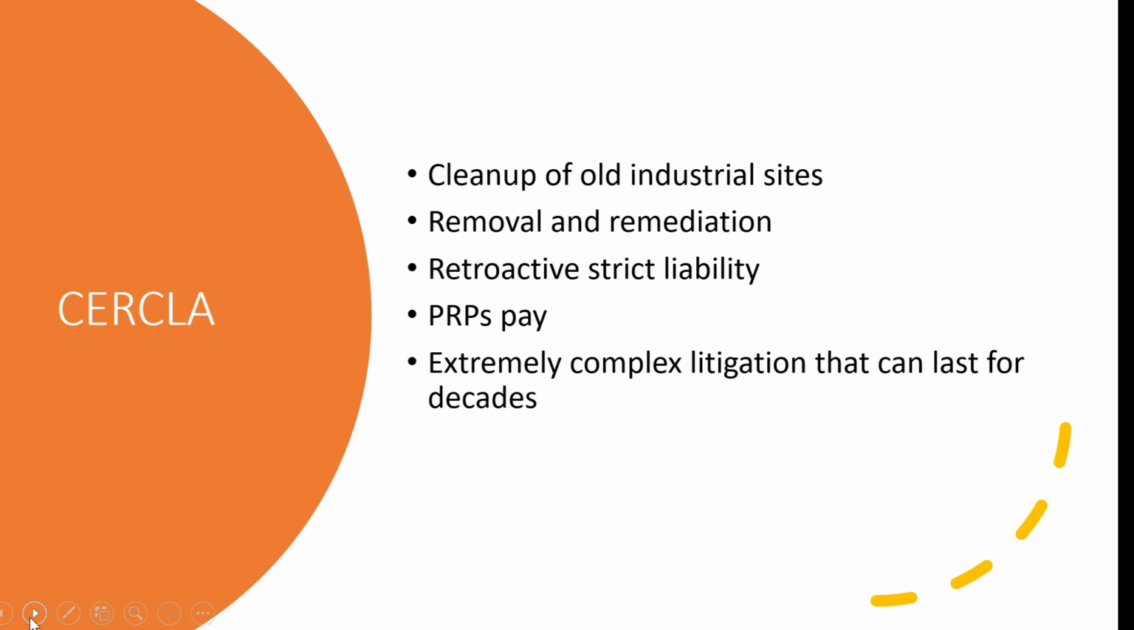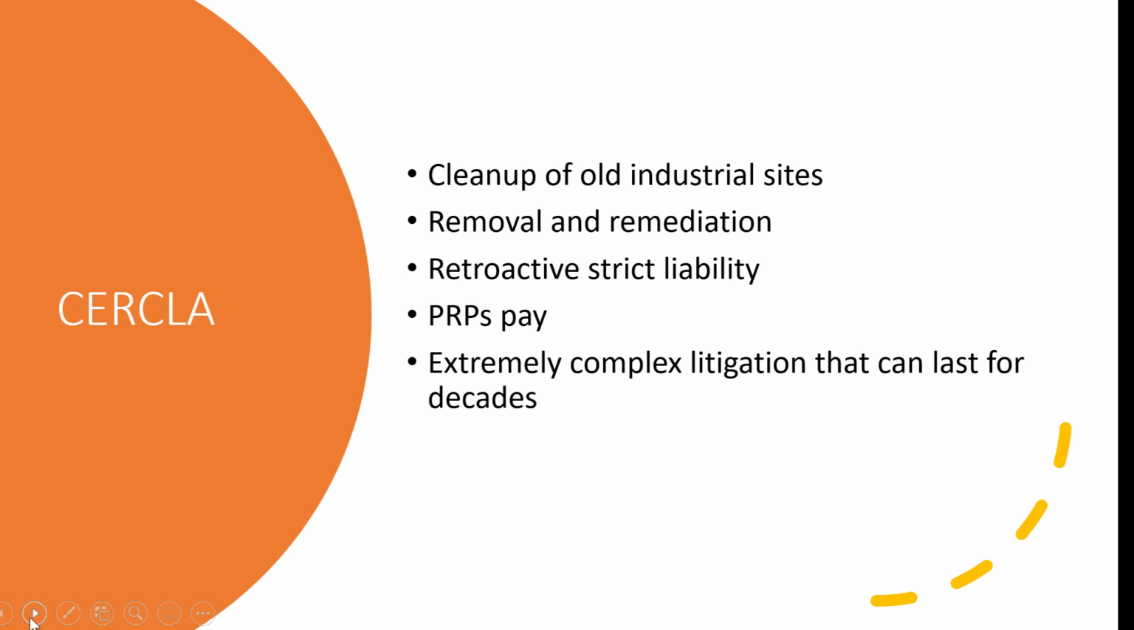And this statute is focused on the cleanup of old industrial sites. There are two different processes that can be used to clean up these sites. There's a removal or remediation. Removal is an emergency response. The federal government will lead that. So if there is an imminent threat to health, the federal government can come in and clean up the site. That's a removal action. A remediation action is when there isn't an imminent threat.